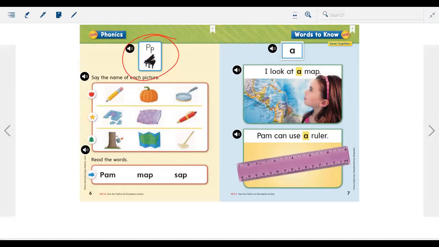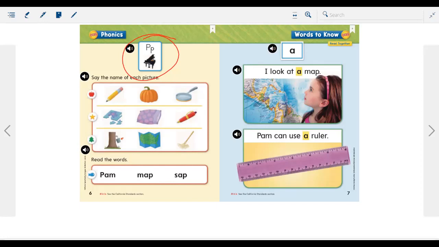This is a piano, and it starts with the letter P. So listen for the P sound at the beginning. P, piano. Piano has the P sound at the beginning. Say the sound with me. P, P, P.